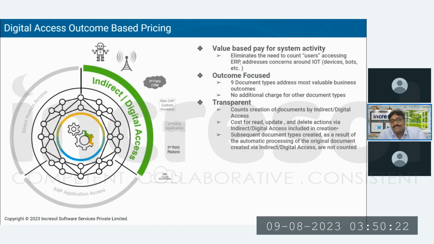And also there is a point: suppose you created a sales order and after that it automatically created the delivery, PGI, and the invoicing, for example. In this case, am I going to be charged for the invoice as well as the sales order? No. If you use some automation mechanism, where once the first document is created, everything remaining happens automatically without any intervention or any second attempt from the third-party system, in that case only the first document will be counted and the subsequent documents will not be measured under the digital access licensing.